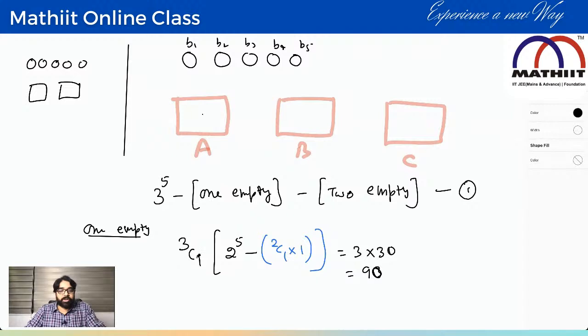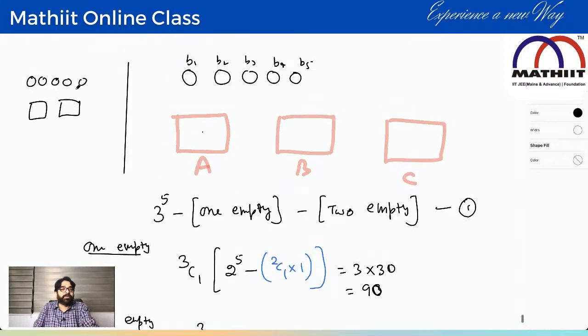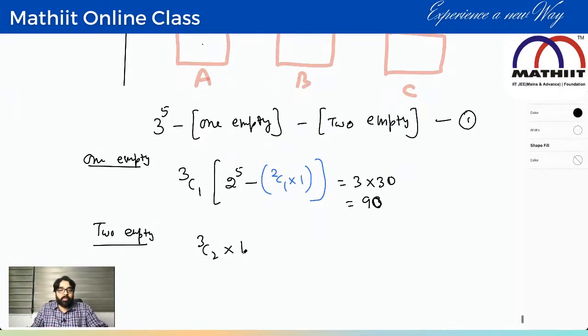Now, this is the 1 empty, 90. Now 2 empty. That is very, very simple. First select 2 boxes, so 3C2, into the 1 box left situation. 1 box left, 5 balls. In how many ways can you distribute? Only one way. All 5 will go there. So into 1.